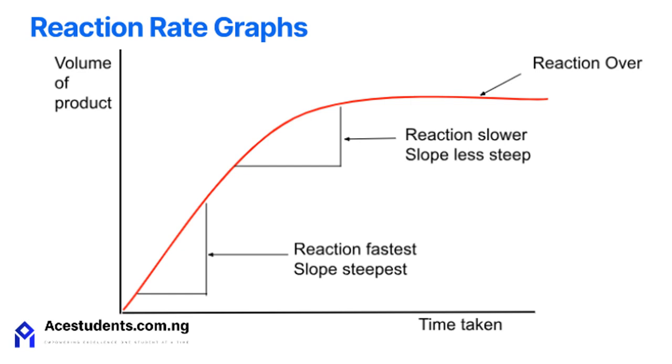On the other hand, if we plot the volume of product formed against time, the graph begins at 0 and rises sharply at first. Finally, the curve levels off into a plateau, indicating that the reaction has stopped because all the reactants have been used up.